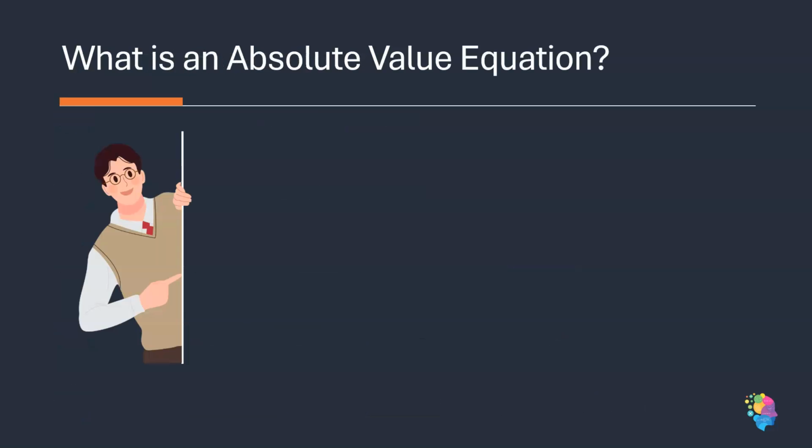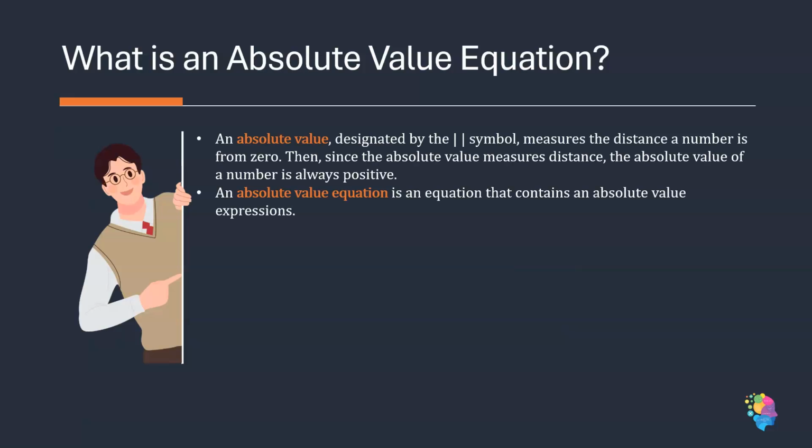So how do we spot an absolute value equation? An absolute value, designated by the two bar symbols, measures the distance a number is from zero. Then, since the absolute value measures distance, the absolute value of a number is always positive. So for example, if I take the absolute value of 5, that's going to equal 5 because the 5 is 5 units away from 0.